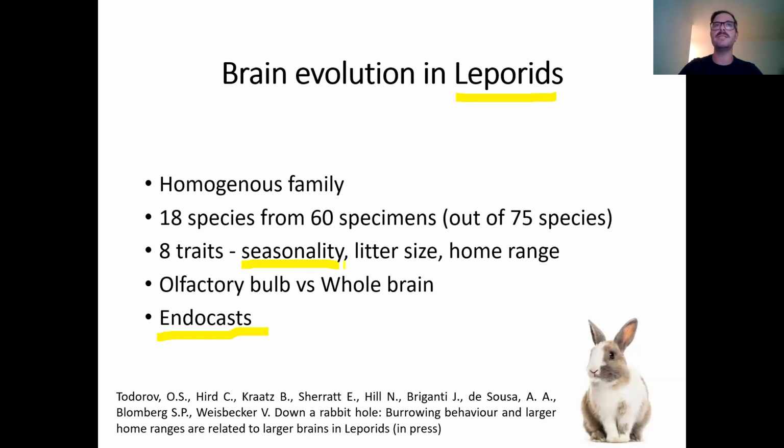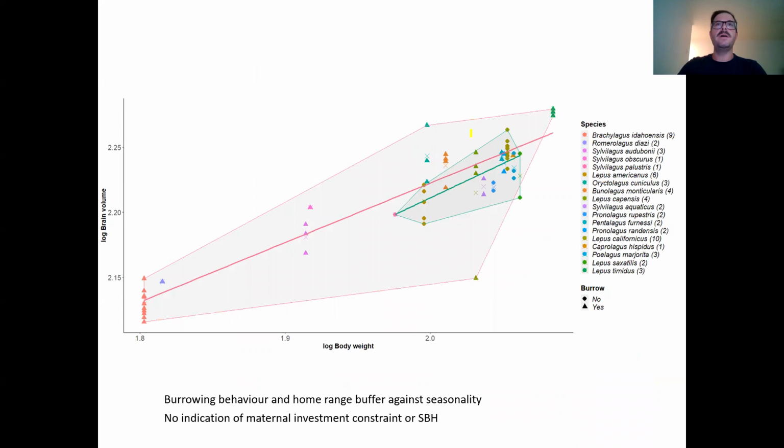I was mostly focusing on testing the effect of seasonality, and I was able to measure both the olfactory bulb and the rest of the brain from the endocasts that I recovered. The only correlates of brain size in leporids seemed to be burrowing behavior and home range. So again, no confirmation of the social brain hypothesis, but this time also no evidence for maternal investment constraint. It might be that leporids are buffering seasonal variation through burrowing and extension of their home ranges, and that's why we don't see any relationship between litter sizes or social group sizes with brain size or olfactory bulb.